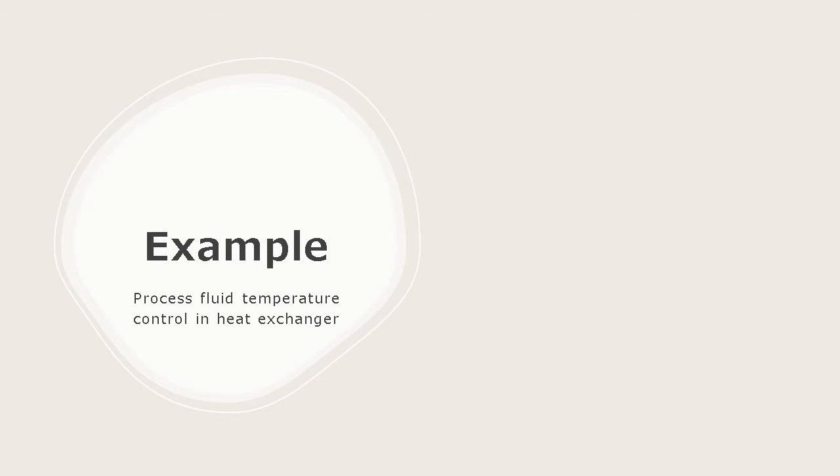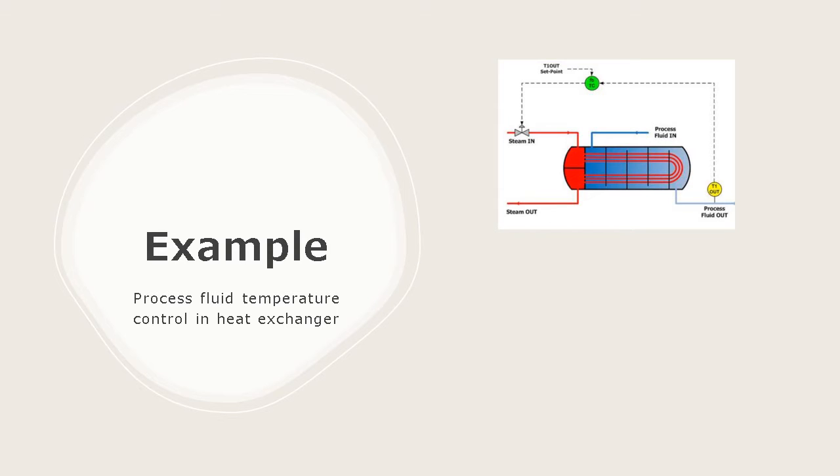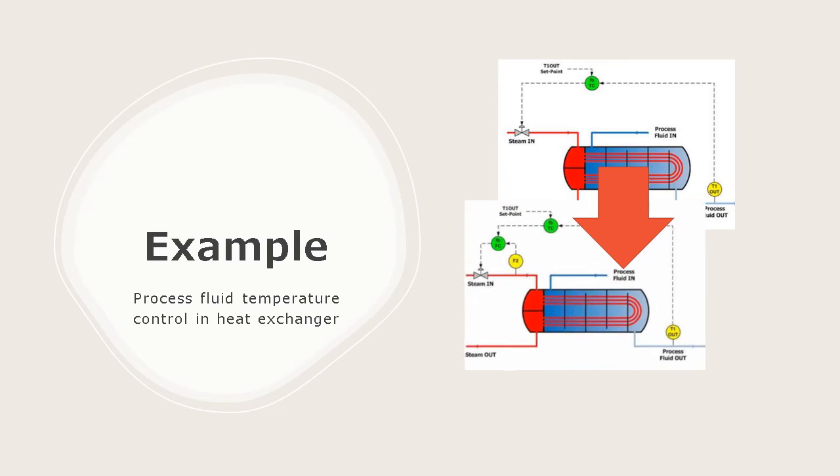Now I will show you an example for you to understand more about this concept. The objective of the control scheme in this heat exchanger is to control the process fluid temperature. In a common control scheme, a simple feedback control would be designed for this system, but in this case, we will analyze the cascade control scheme.